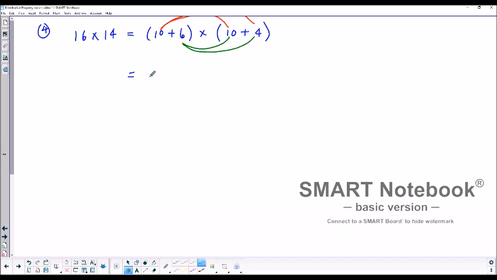Okay, so if we multiply this together, we get 100 plus 40 plus 60 plus 24. Okay, so this part is from the first grouping, this first part of the distribution, and this part is from the second part of the distribution. Now these are all just values, so we can just add them all together now. So 40 plus 60 is 100, plus 100 is 200, so we get 224.